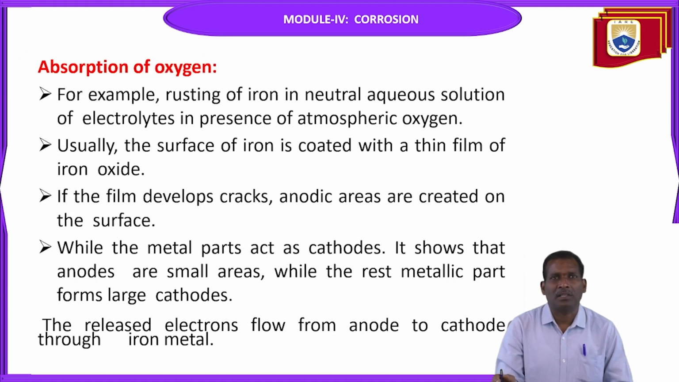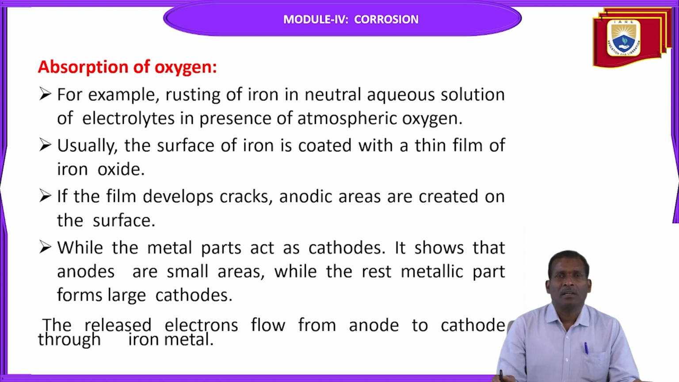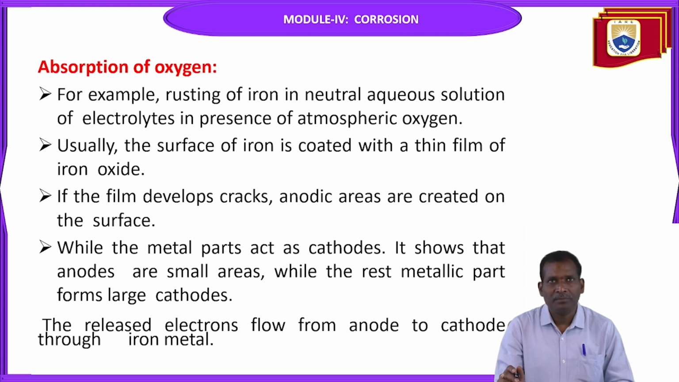The absorption of oxygen, for example, rusting of iron in a neutral aqueous solution of electrolytes in the presence of atmospheric oxygen. Usually, the surface of iron is coated with a thin film of iron oxide. If the film develops cracks, anodic areas are created on the surface, while the rest of the metal parts act as cathodes. It shows that anodes are small areas, while the rest of the metallic parts form large cathodes. So the released electrons flow from anode to cathode through the iron metal.